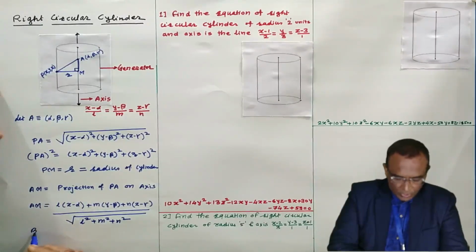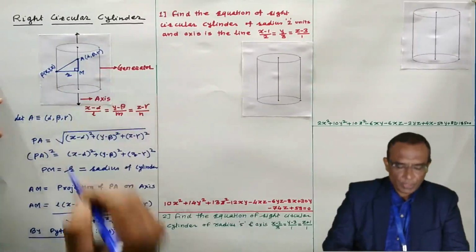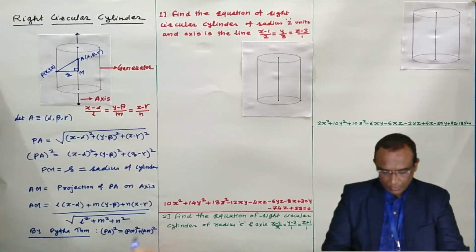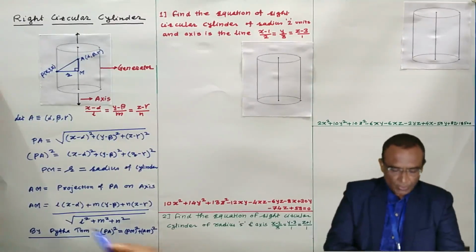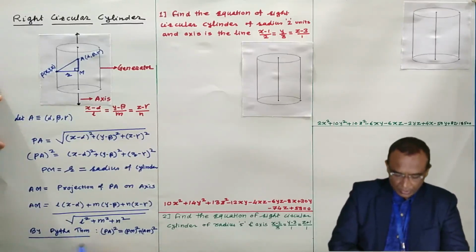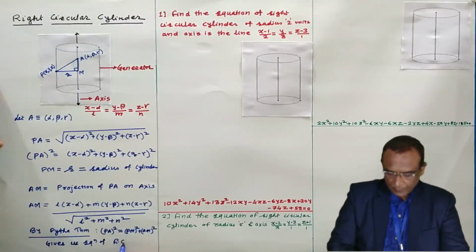Now, by the Pythagoras theorem, PA square, the square of the hypotenuse, is equal to the sum of the squares of the remaining 2 sides, that means PM square plus AM square. PA square is this, PM is the radius, and AM we just found. If you substitute AM, PM and PA here, that will be the equation of the right circular cylinder. Okay, this Pythagoras gives us the equation of the right circular cylinder.